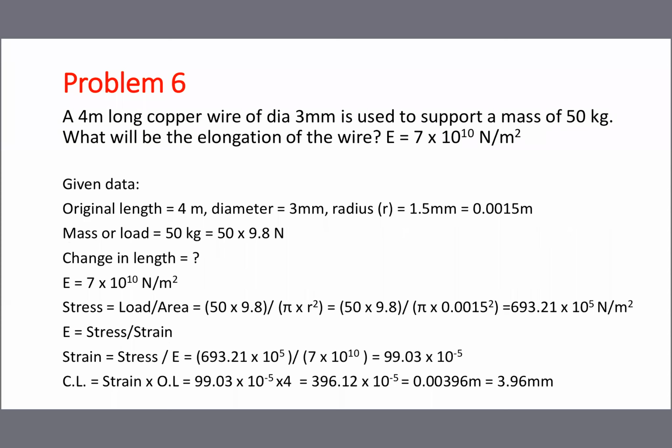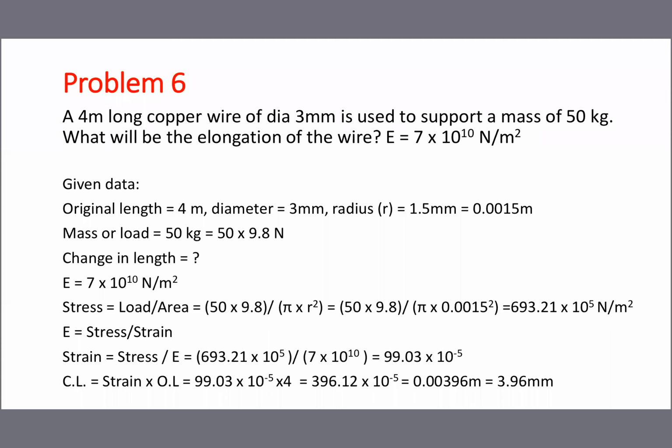Then go to problem number 6. A 4 meter long copper wire of diameter 3 mm is used to support a mass of 50 kg. What will be the elongation of the wire? E is equal to 7 into 10 power 10 Newton per meter square. It is similar to the previous problem number 5. So problems number 5 and 6 are a little tougher when compared with problem number 4. Problem 4 had direct data. Here some are indirect.